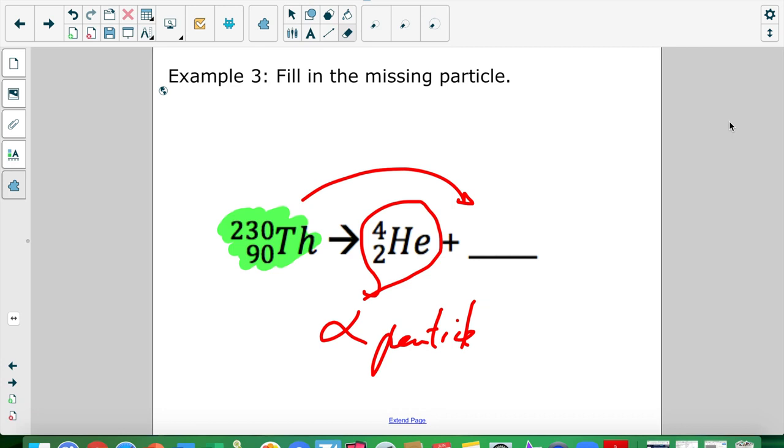So what do I have to do? Adding again, which is pretty simple. What I have to figure out is what number plus 2 adds up to 90. So that number is going to be 88. And what number plus 4 equals 230? So that's going to be 226. And now I go to the periodic table.